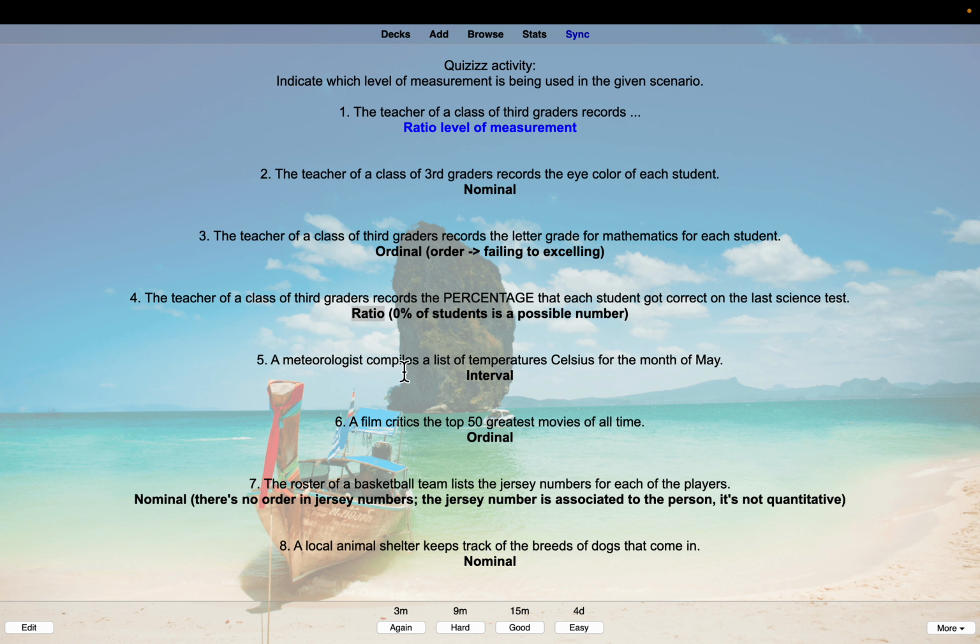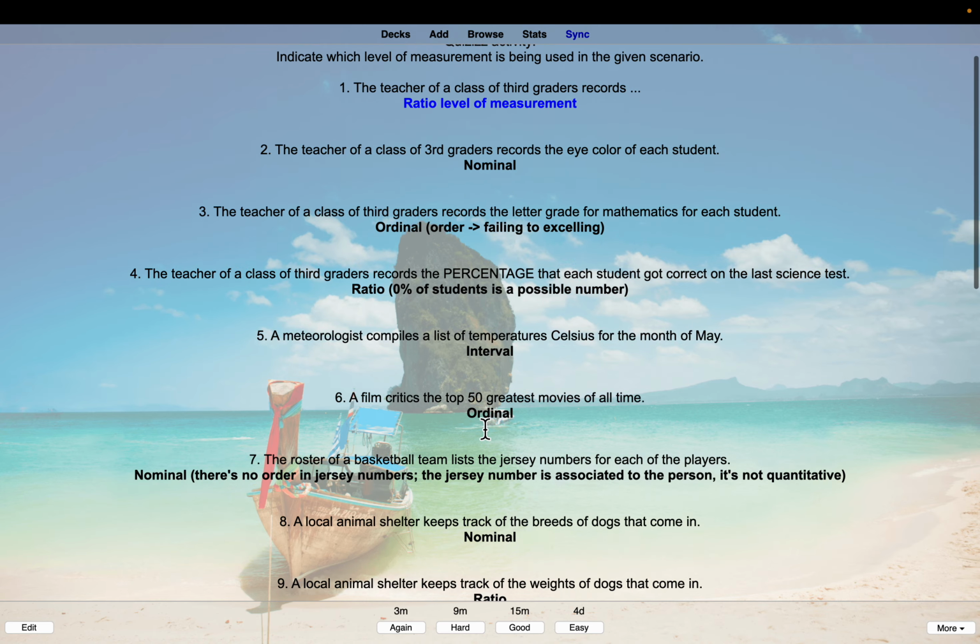Okay, number 5, a meteorologist compiles a list of temperatures in Celsius for the month of May. So this is interval. We can have negative degrees Celsius as a temperature value, so that's interval, can't be ratio. Number 6, a film critic lists the top 50. So that's ordinal. We have a ranking.